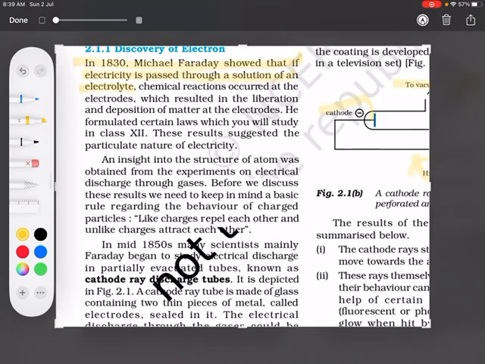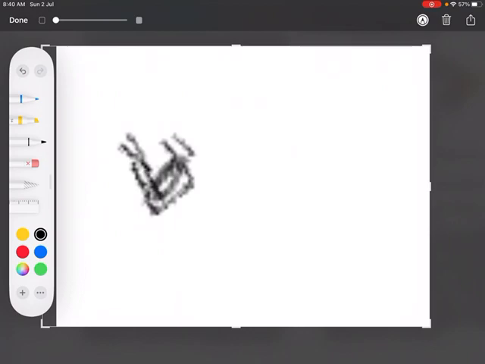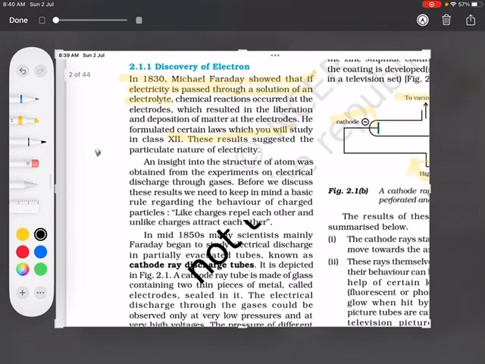So he thought about electricity passed through a solution of an electrolyte. You know the diagram for an electrolyte; you have heard about it, I guess. You put a setup like this, add some solution here, and the electricity passes. In the 10th class you learned about this. Now let's go deep inside that.